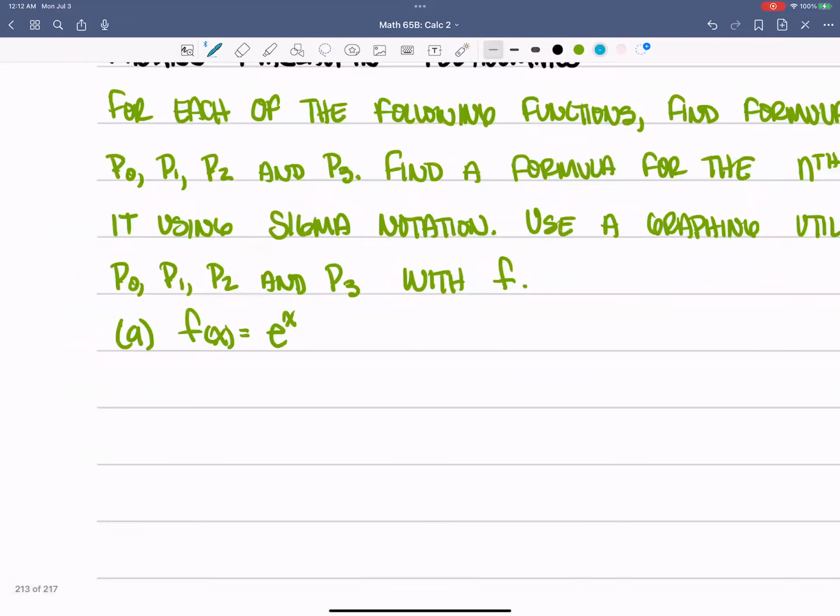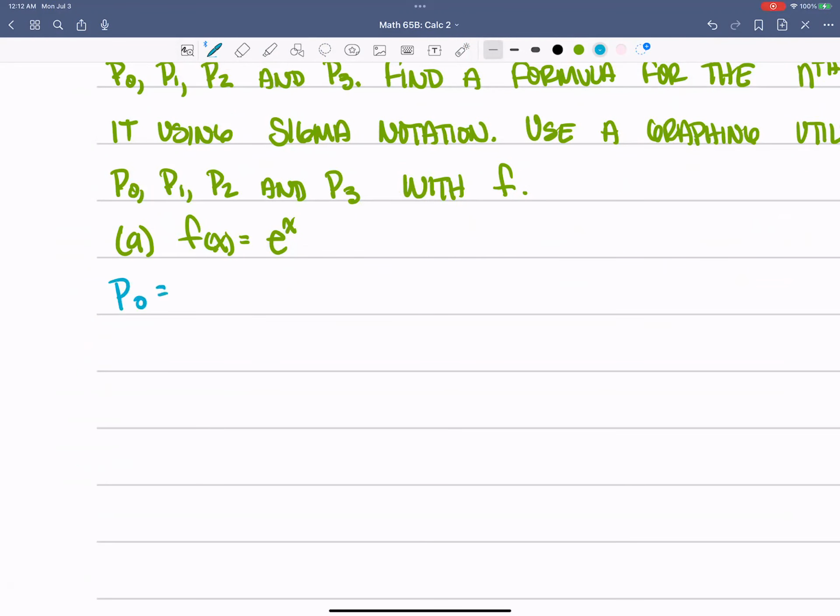So for p naught, we could get right into it. This is going to be our function evaluated at 0 over 0 factorial, x to the power 0. So that one is just going to be f of 0. Just plug 0 in here. We end up with 1 over 0 factorial. That's still going to be 1. So we have that. Let's move this up here.